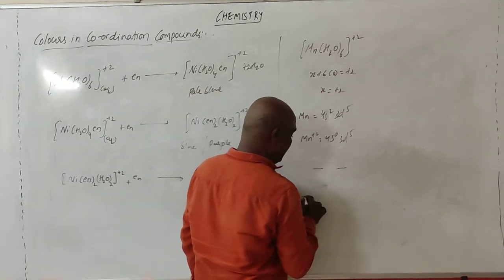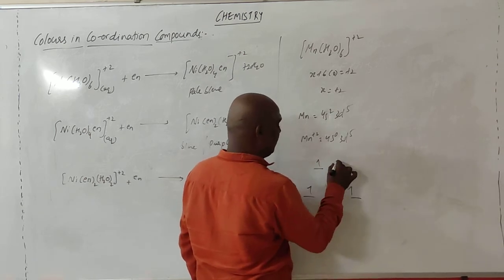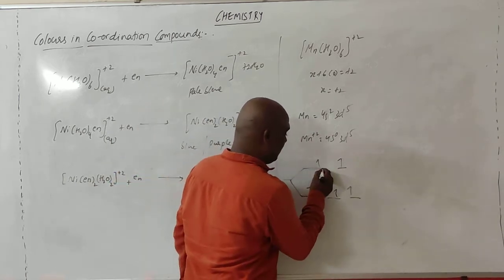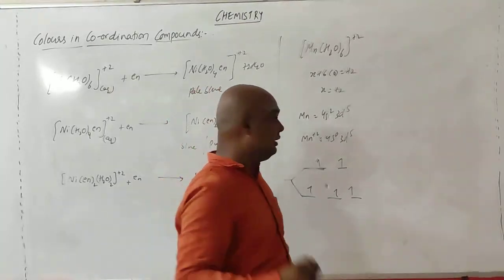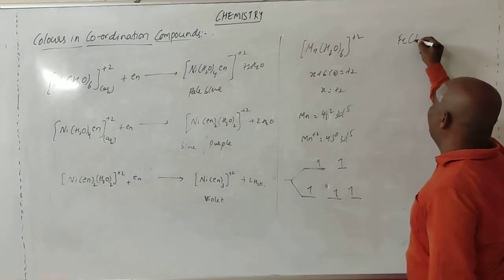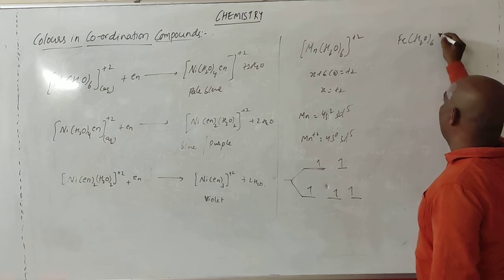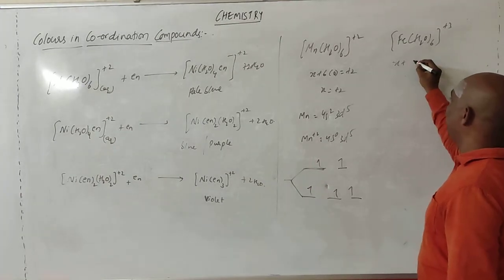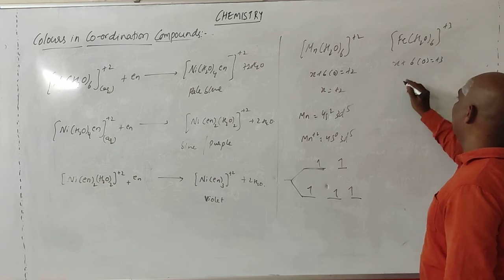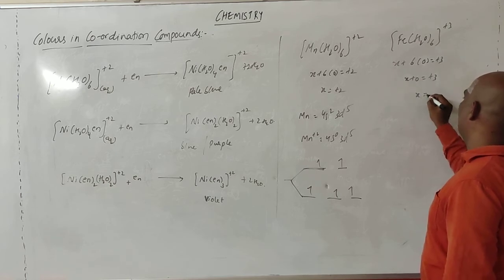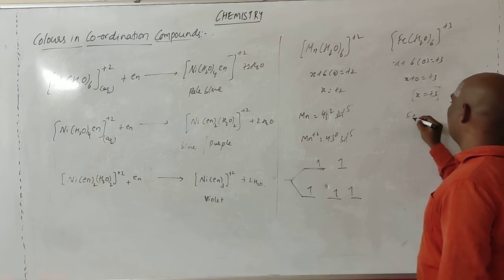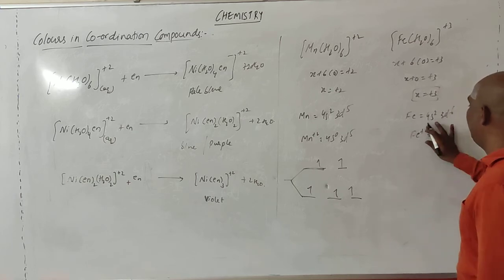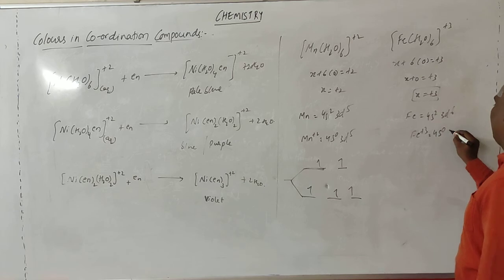So what happens? The electrons are arranged like this: 1, 2, 3, this is 4 and this is 5. You will have one electron in each orbital, the t2g orbitals at the bottom side. If I take the molecule like [Fe(H2O)6]3+, this is plus 3. So x plus 6 times 0 is equal to plus 3. So x is equal to 3. So Fe, what is the configuration? 4s2 3d6. So for Fe plus 3, it is 4s0 3d5.